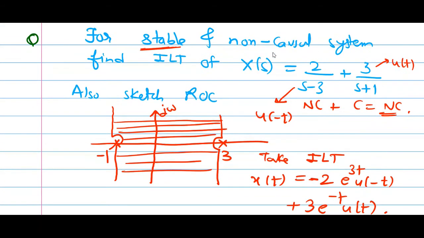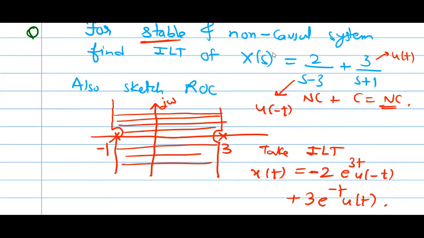Then second, stable. You can see here 3t has a plus sign and here a minus sign, that means stable. Here minus t, here a plus sign, so opposite sign again, that means it is stable. And for non-causal, as u of minus t is there, it is non-causal.